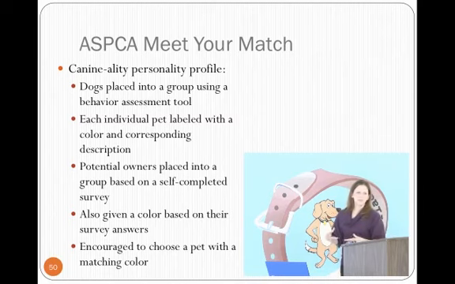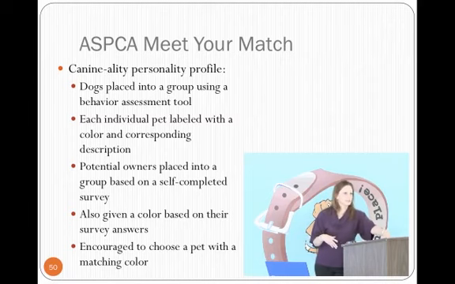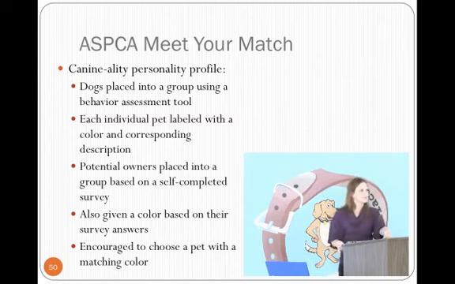And based on this behavior assessment tool, this dog is placed into a color group with a corresponding description. There may be different variables within that group. And then the potential owners who come in who are interested in adopting fill out a self-survey. They are then placed into a color group as well, and they're encouraged to go through the shelter and look for the dogs that match the same color, and that's supposed to be their ideal matching area.